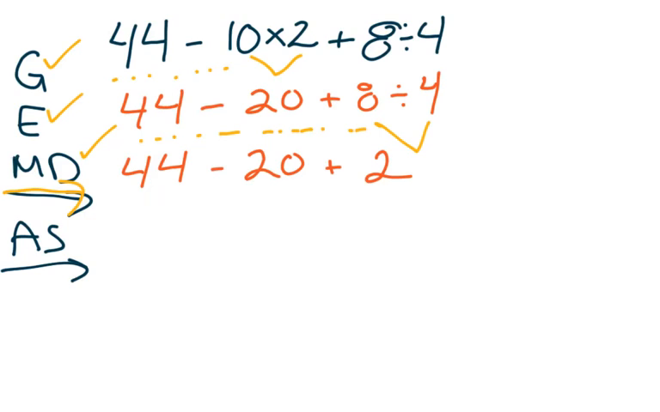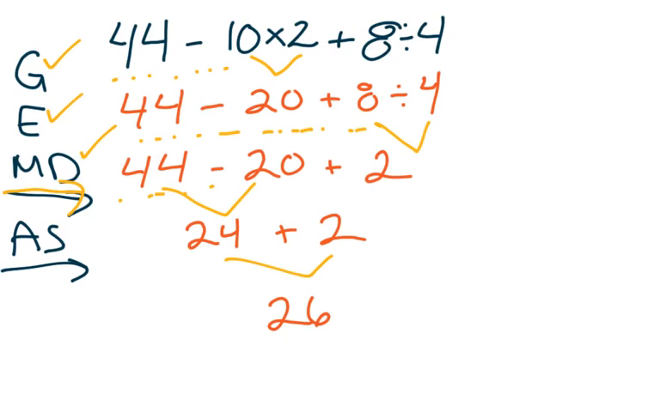How about addition and subtraction, left to right, whatever I see first? Oops, I see subtraction first. So I'm going to do 44 minus 20, which is 24. Rewrite 24 plus 2. I still have addition and subtraction. I'm going to do that one. 24 plus 2 is 26. I'm all done with all of my operators, all of my symbols, and I just have my final answer.